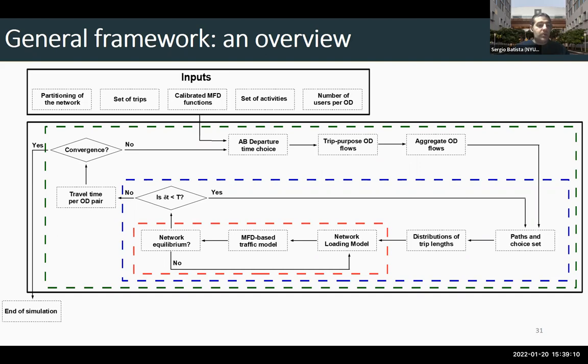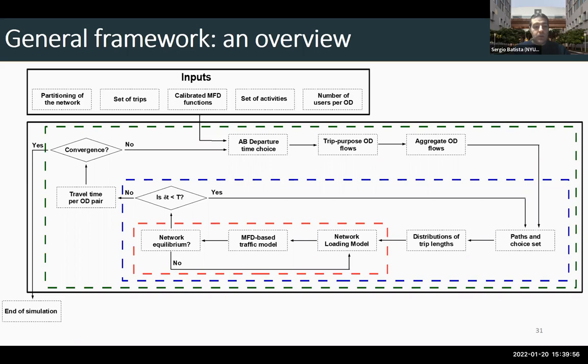We assume that we have the calibrated MFD functions, the set of activities, and we know how many people are traveling from one regional origin to one regional destination. The green dashed box represents the activity-based departure time equilibrium. And here the blue box will be the part of the path choices. Given the inputs, we have a first initial period in which we assign people in the network for their departure time. And then we are going to try to model their path choices.